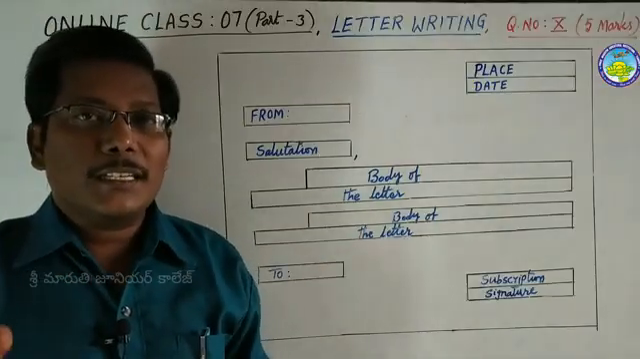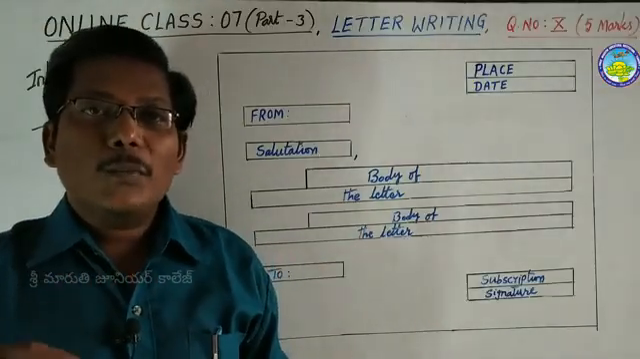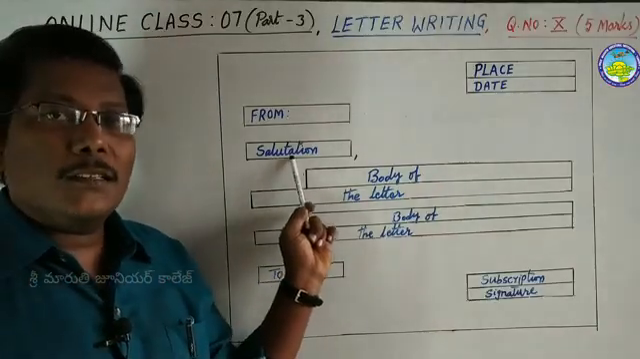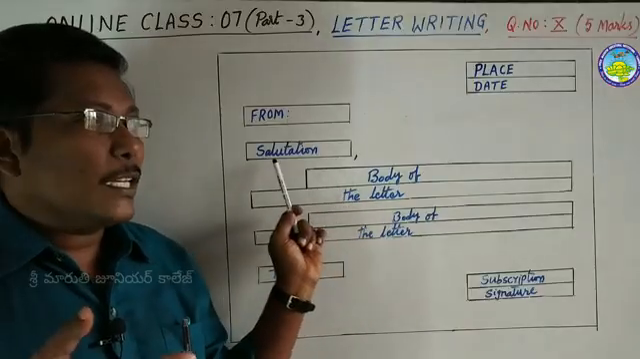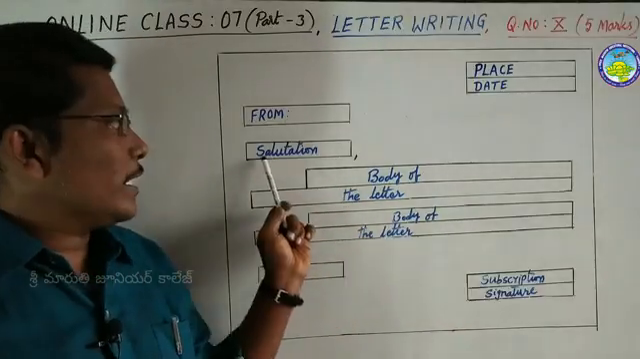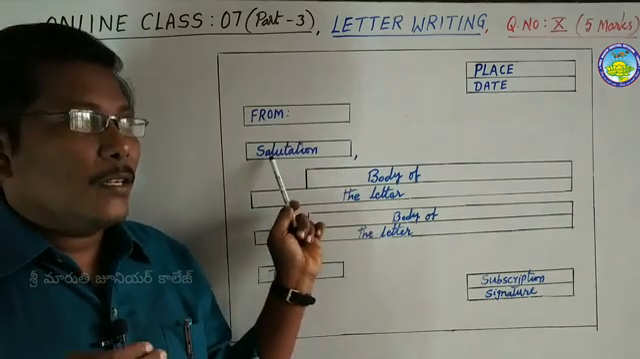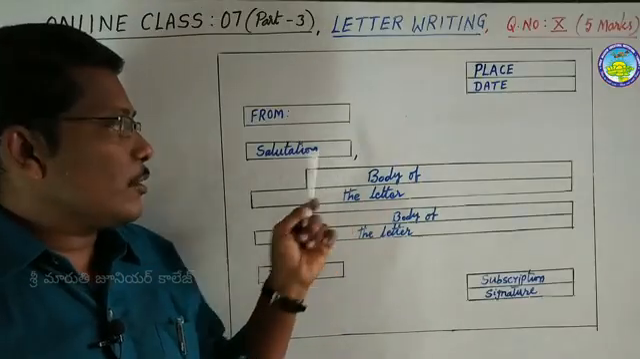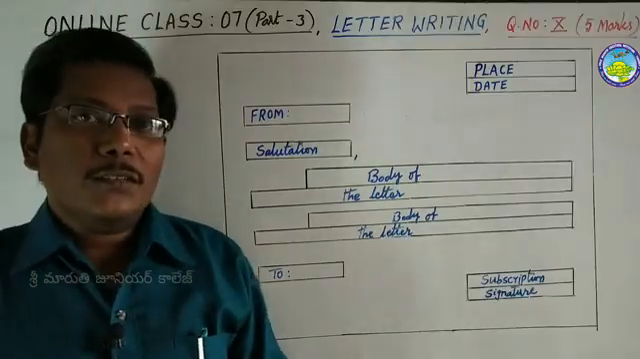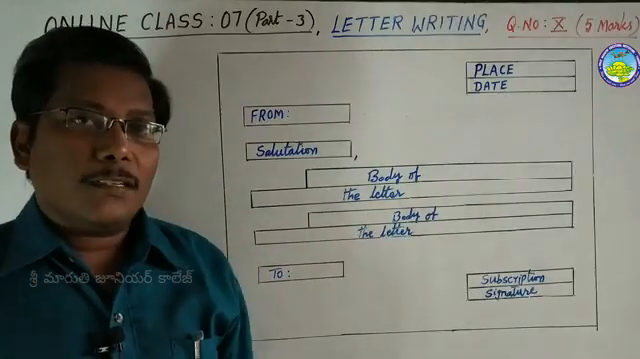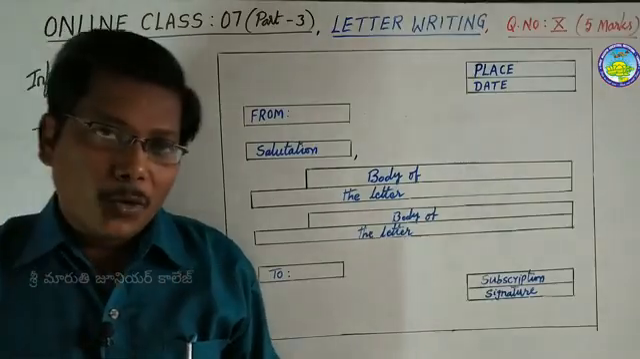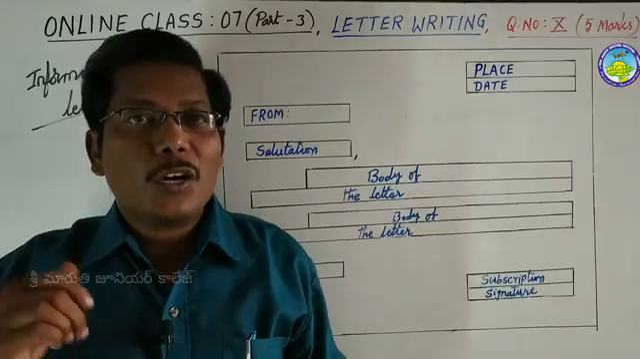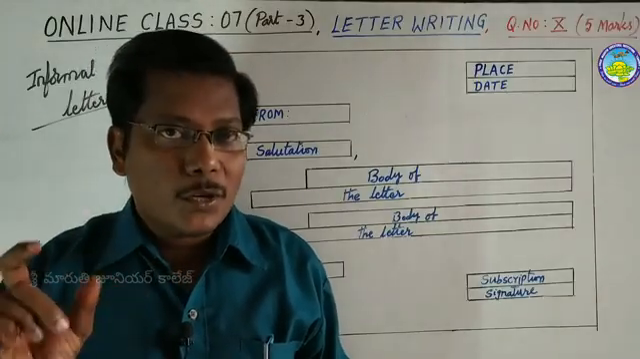Salutation is nothing but greeting. I have already told you. For example, if you are writing this letter to your father, in the place of salutation you can write dear father. Or if you are writing this letter to your sister, you can write dear sister, or dear Srinu, dear Lakshmi, like that. That is salutation. After writing this salutation, we need to write the body of the letter. I have already told you what the body of the letter is. The body of the letter is nothing but the complete matter which we want to convey to the other person.